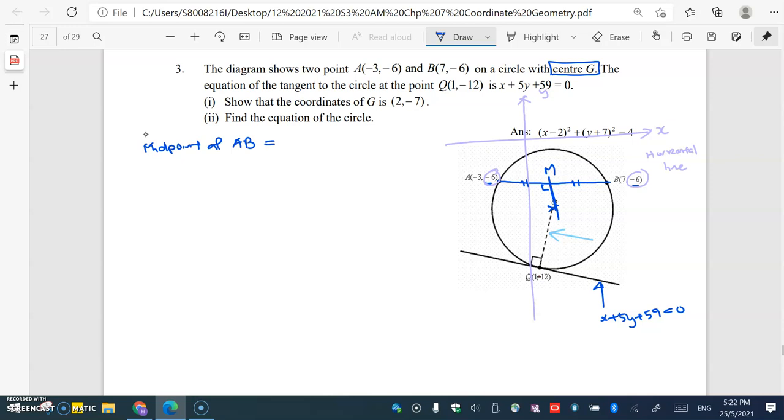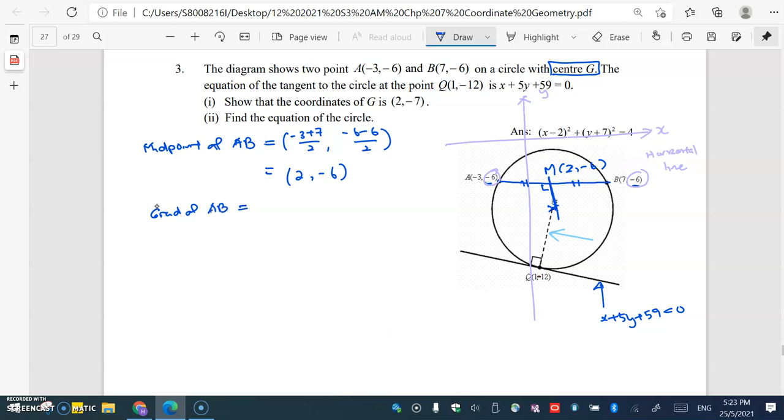In fact, you don't have to find it, you can see a 7 and a 3 quite expectedly. The midpoint of AB, you will get (-3 + 7) divided by 2 and (-6 - 6) divided by 2. So that will give you (2, -6). That's your midpoint, (2, -6). Now, the issue is gradient. Just now we discussed that AB is actually a horizontal line. What's the gradient of a horizontal line, AB in this case?